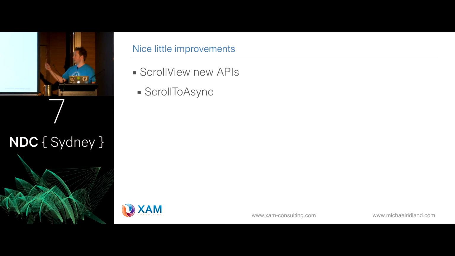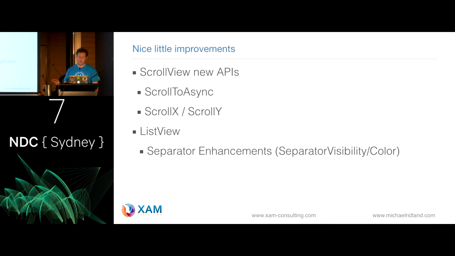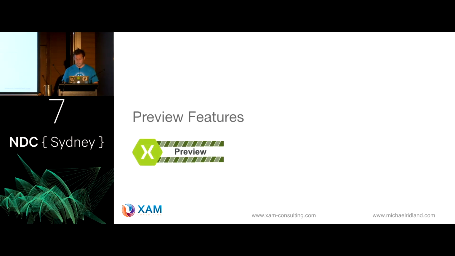Like ScrollToAsync, just having that is something you really need, especially on a mobile platform. Being able to get the X and Y position on a scroll view, list view separator enhancements, something you'll probably have to modify on most projects. Header and footer, I use that every day, and pull to refresh. They're really essential things that the platform needed, which is good that they put them in. So, some of the preview features.